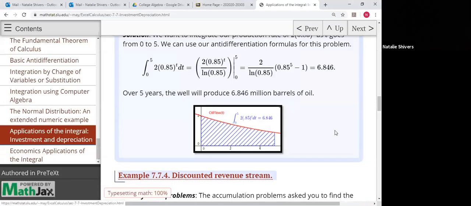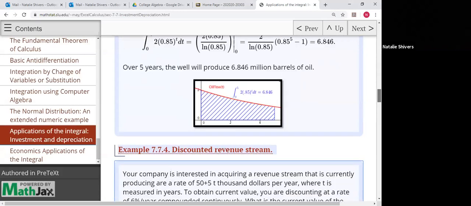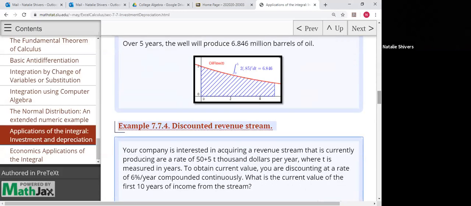Okay, a discounted revenue stream. So it says, our company is interested in acquiring a revenue stream that is currently producing at a rate of 50 plus 5t thousand dollars per year, where t is measured in years. To obtain current value, you are discounting, so be careful, because sometimes we are not discounting. This time we are discounting. Sometimes in the problem, you're earning money. So do be careful, because that'll change it. At a rate of 6% per year, compounding continuously. So we'll talk about that in a minute. What is the current value of the first 10 years of income from the stream?